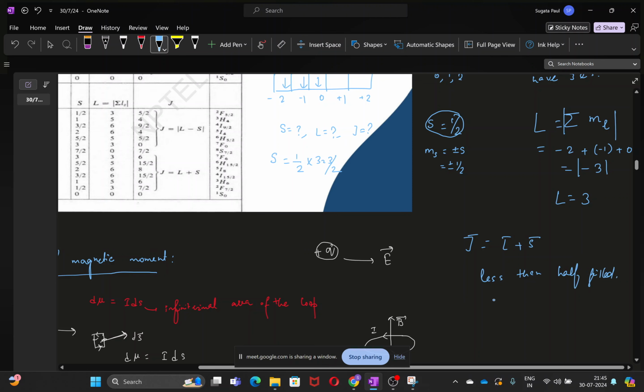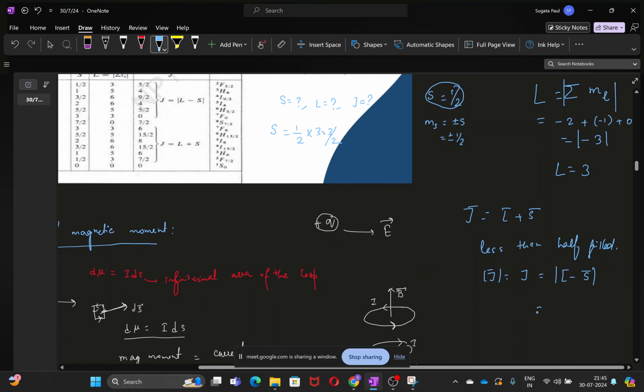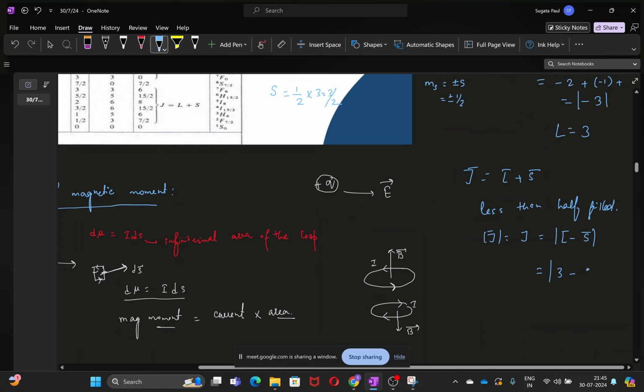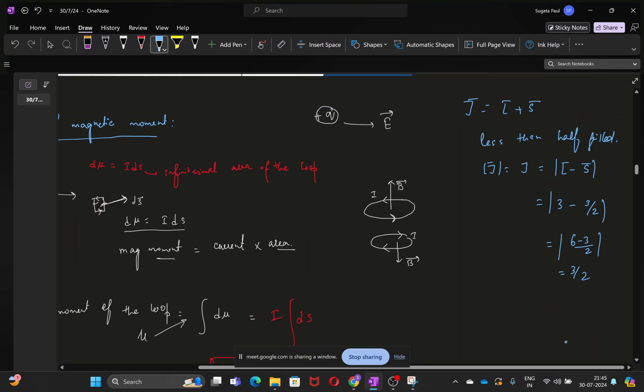And that is why you have to choose the rule that J will be mod of L vector minus S vector. So if your L is 3 and your S is what you calculated, 3 by 2, right? So 3 minus 3 by 2 is 6 minus 3 by 2. It is just 3 by 2. Okay, so your J is coming as 3 by 2.